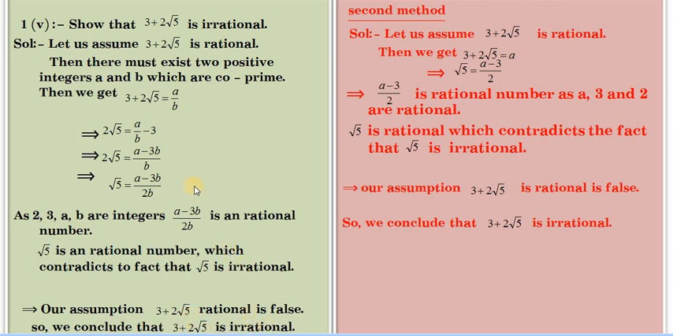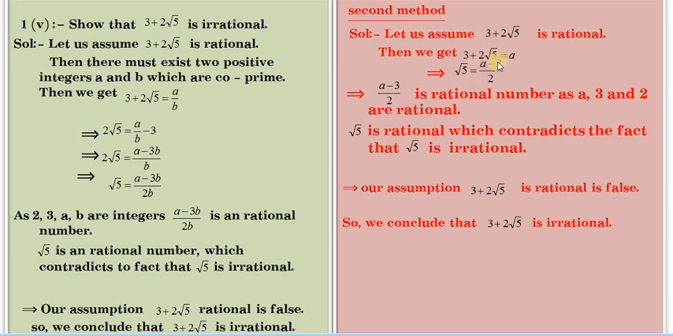Now let us see this with the second method. Let us assume that 3 plus 2 root 5 is rational. Then we get 3 plus 2 root 5 is equal to a. So that means root 5 is equal to a minus 3 by 2. If we first transfer this 3 to the right side, this will be a minus 3. Next, to transfer this 2, it will come to the denominator. That means a minus 3 by 2.